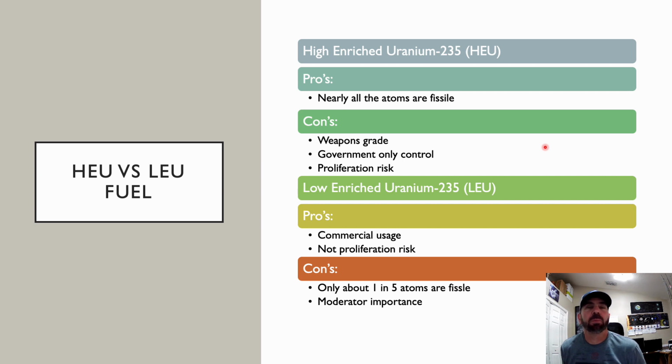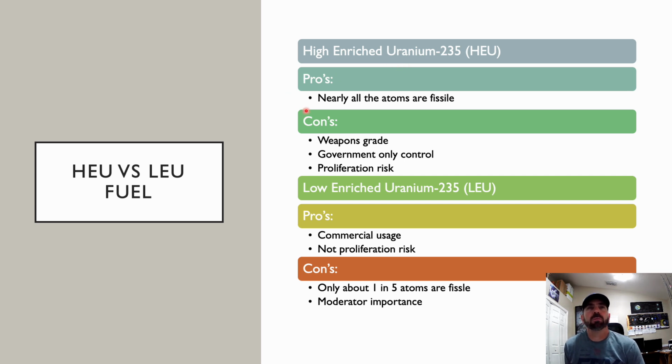Okay, we've talked about the propellant. Let's talk about the fuel in the reactor core. There are basically two general types that we'll talk about, and that's the high enriched uranium and the low enriched uranium. Early on, most of the research was done with the high enriched uranium.